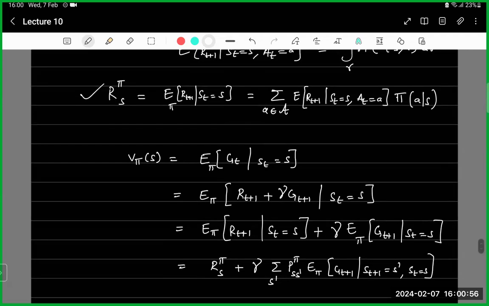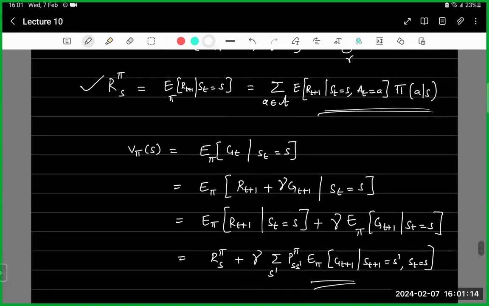Similar to this. If you understand this part, this is similar, right? Here you had conditioning on s, and then you gave an additional conditioning on a. Then you calculated the probability of taking that a given s and summed over all possible a's. Similarly, here you are doing the same thing. If you want, I can write it more explicitly.